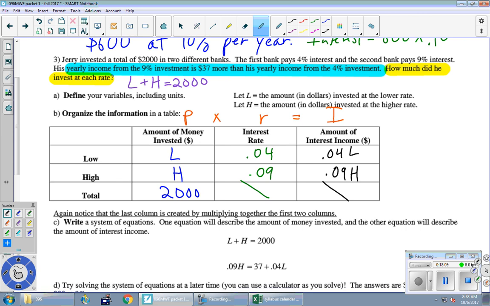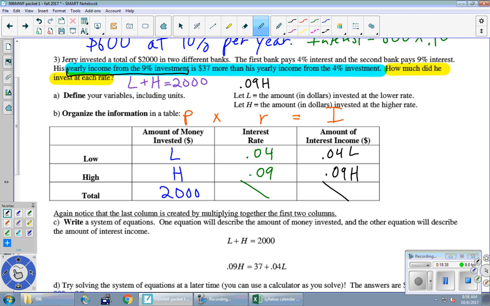We're going to take this piece by piece, starting right here. Yearly income from the 9% investment. Stop reading. That phrase is represented in the table. Which entry represents the yearly income, the interest income from the 9% investment? That's the 0.09H. It's some dollar amount. I don't know what it is, but it is represented by 0.09H. This is the start of my equation.